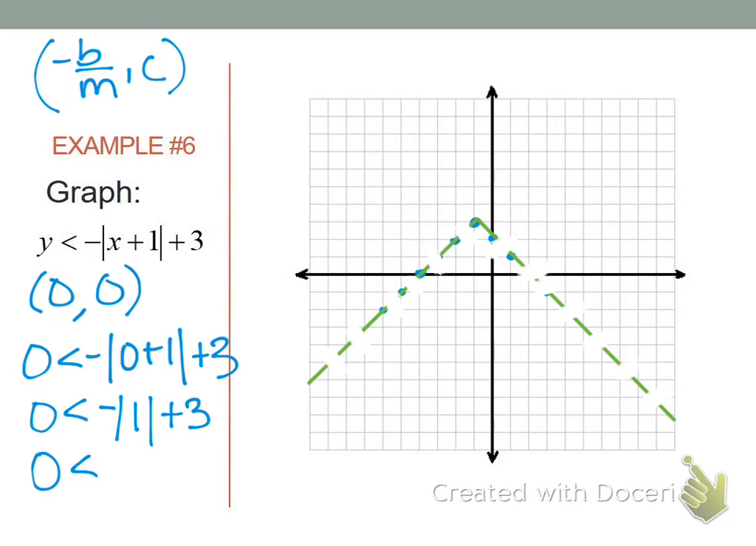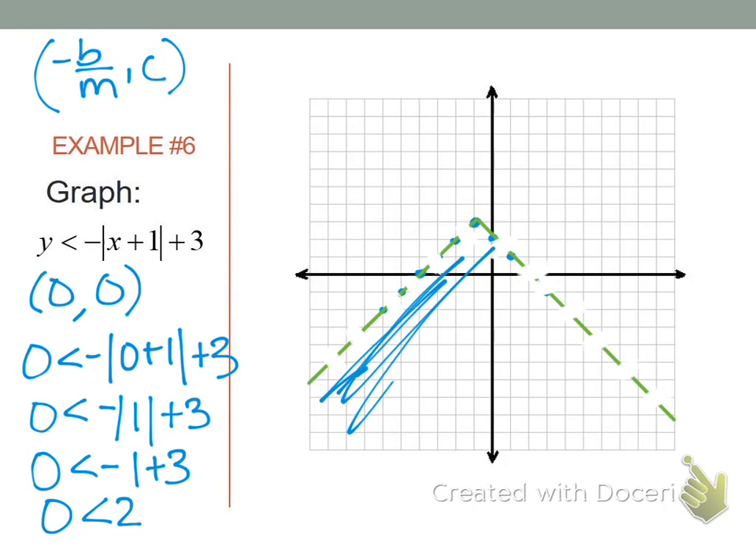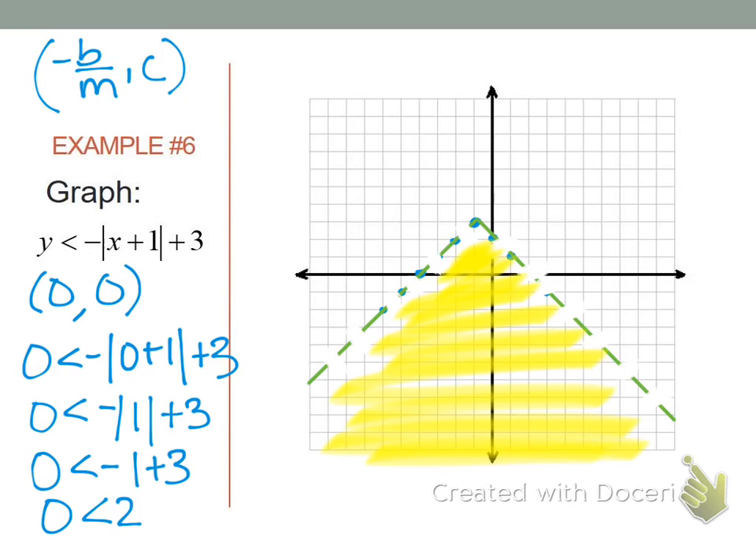Well, it's a little weird here, right? The absolute value of 1 is 1, but then we're making it negative. Negative 1 plus 3 is 2. Is 0 less than 2? Yes. So are we shading inside or outside? Inside, because that's where the 0, 0 was, and it worked. So we are shading everything inside of the V.